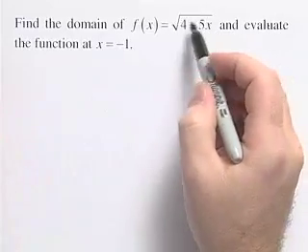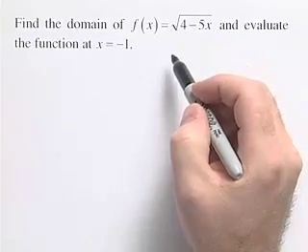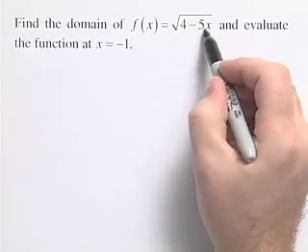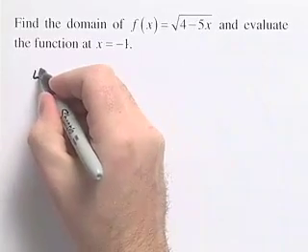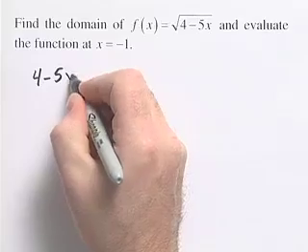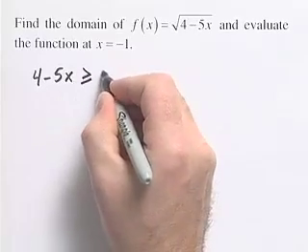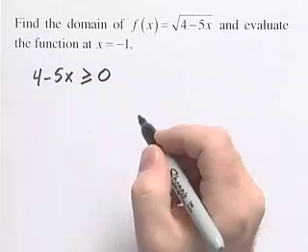Because this is a square root function and the square root has an even index, we want to make sure that this radicand is positive, or 0. So we'll take the radicand, 4 minus 5x, and set that greater than or equal to 0, and then solve this inequality for x.